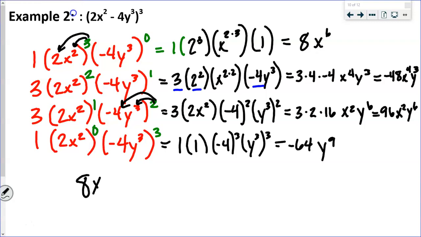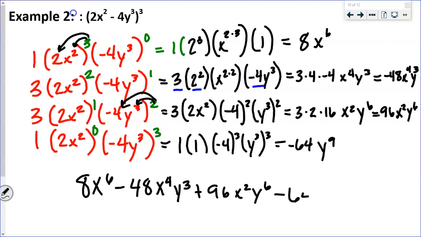So we have 8x to the 6th minus 48 x to the 4th, y to the 3rd, plus 96 x squared, y to the 6th, minus 64 y to the 9th. Now notice here, the first term only has an x in it and the last term only has a y in it, and that makes sense, right? Because in the first term, we took the second term to the power of 0, and in the last term, we took the first term to the 0 power.